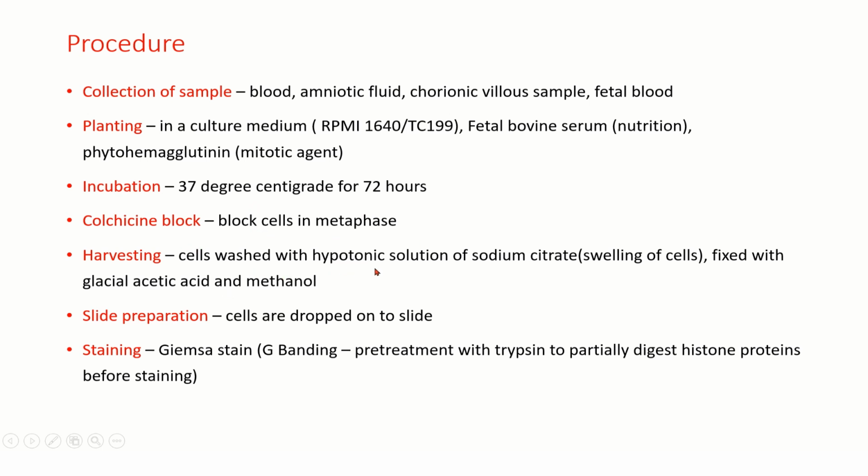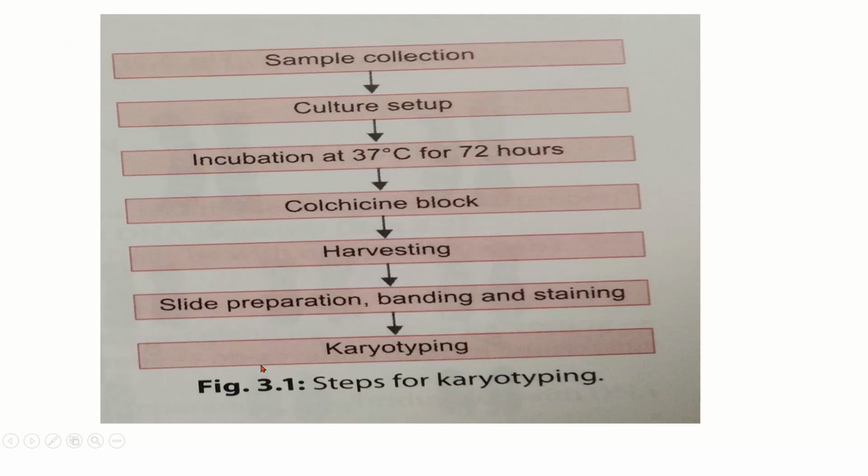Harvesting: cells are washed with hypotonic solution or kept in hypotonic solution, sodium citrate, for 20 minutes, which results in swelling of cells. Then the cells are mixed with glacial acetic acid and methanol. In slide preparation, cells are dropped onto a slide. Then we can do the GM staining, which is more in favor of G banding. So there will be pre-treatment with trypsin to partially digest the histone proteins before staining. So GM staining results in G banding.